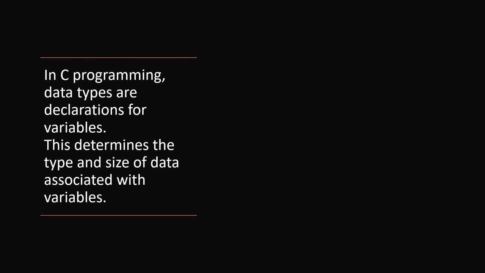In C programming, data types are declarations for variables. This determines the type and size of data associated with variables. For example, int myVar. Here, myVar is a variable of integer type. The size of int is 4 bytes. We will learn more about C data types and declaration of variables in the next part of the video.